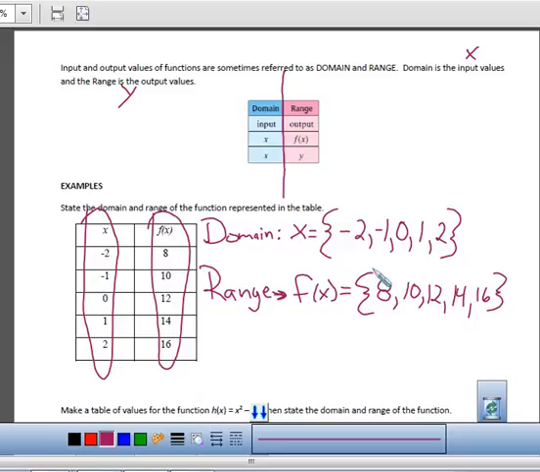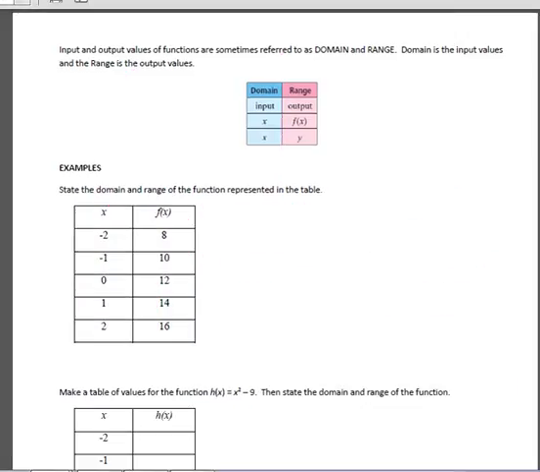Alright? So try not to mix those things up. A lot of times we'll see students try to put these in parentheses and all that. That's not what domain and range is doing. Domain is separating the x and the y, or the x and the f of x. Okay? Alright, so we have one more example.